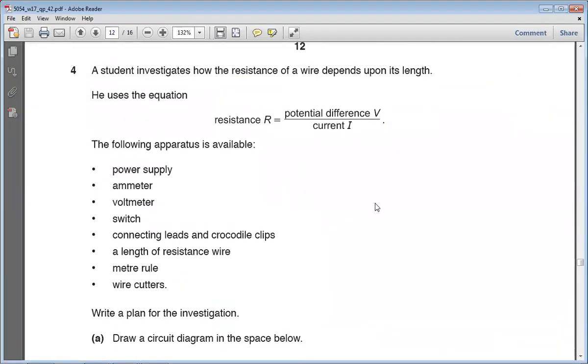Okay, so let's go to the next question. The next question is question number 4. He says a student investigates how the resistance of a wire depends upon its length. He uses the equation resistance is equal to the potential difference V divided by current I. The following apparatus is available. We have power supply, ammeter, voltmeter, switch, connecting leads and crocodile clips, a length of resistance wire, meter rule, wire cutters.